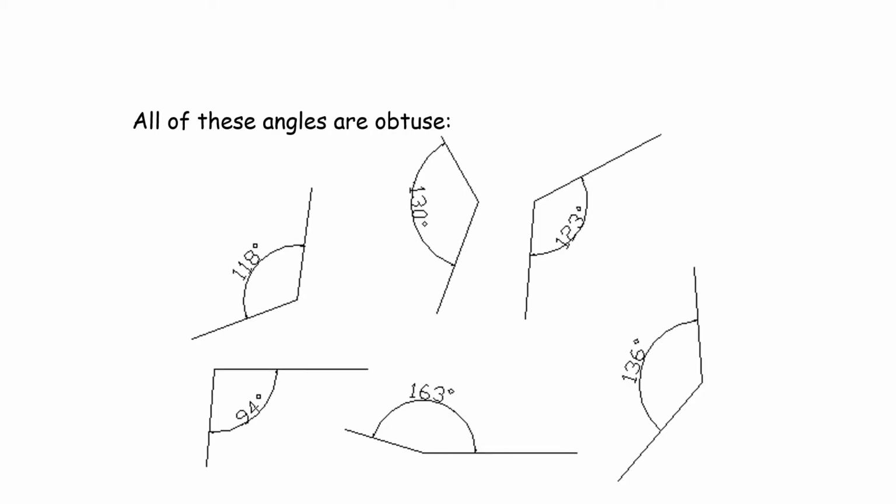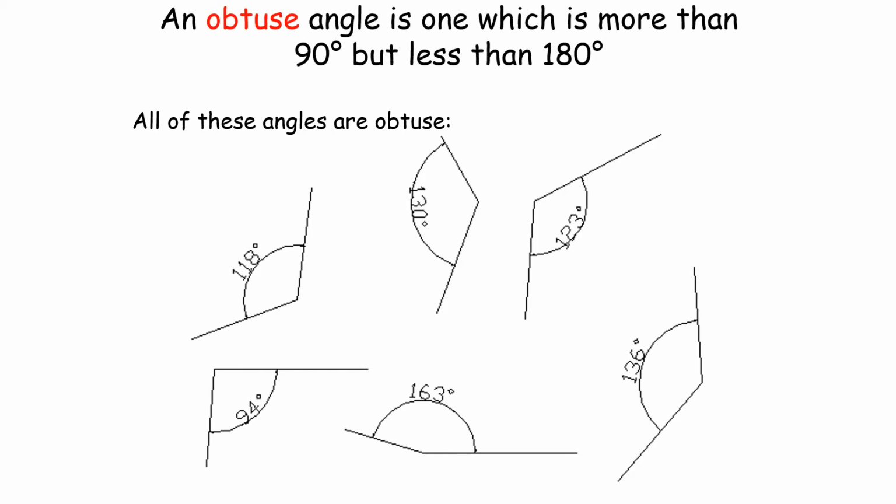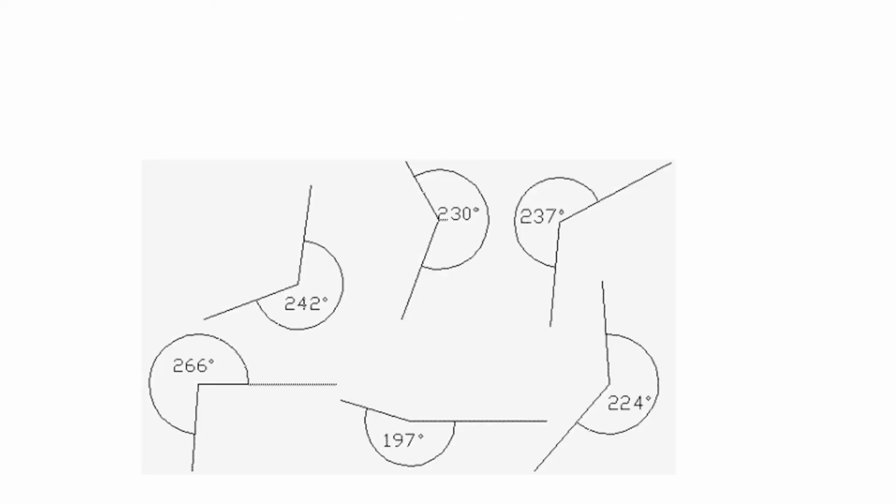Here we have what are known as obtuse angles. So obtuse angles are angles that measure between 90 degrees and 180. So they are bigger than a right angle, but they are smaller than a straight angle. So we can see all of our angles here are bigger than 90 degrees, but less than 180 degrees.